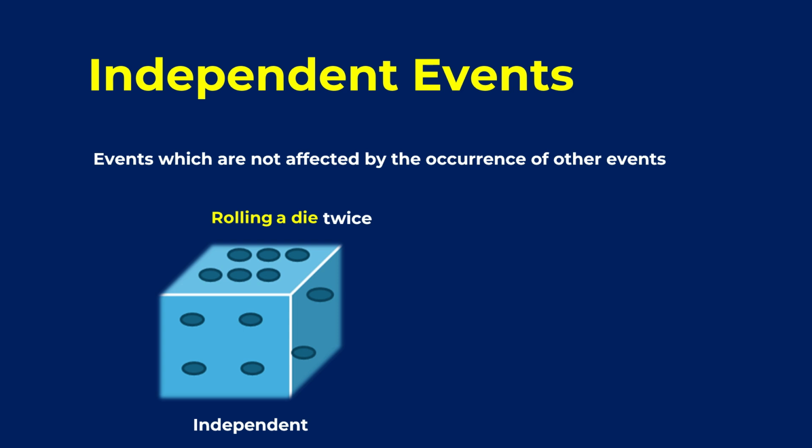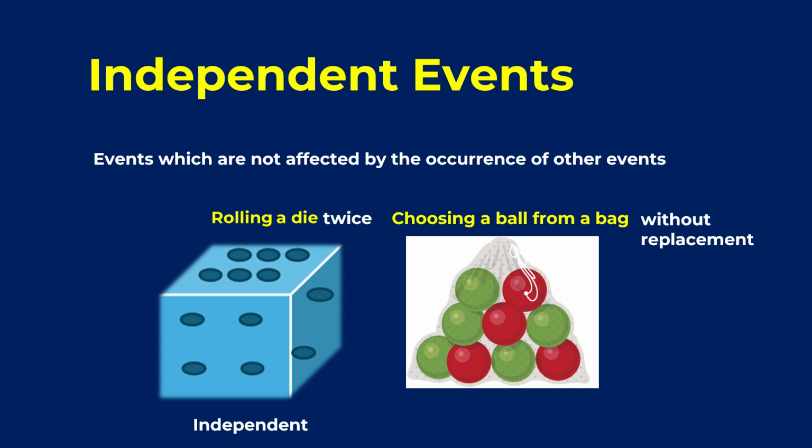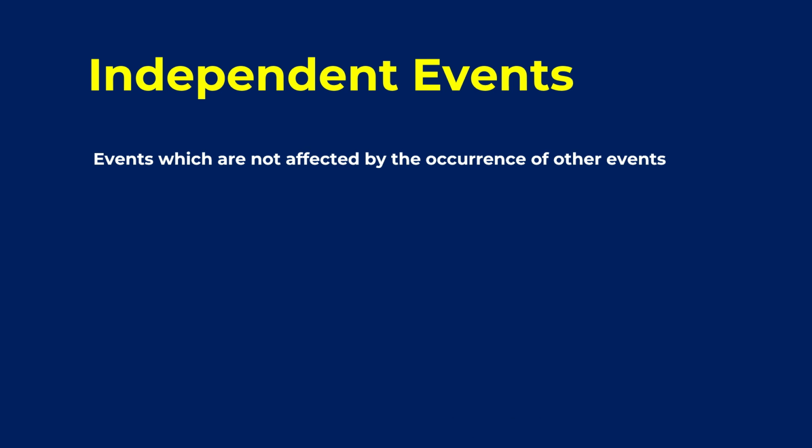On the other hand, when you choose a ball from a bag and do not replace it, you are changing the number of balls in the bag, and therefore the outcome of choosing the first ball will have an effect on the outcome of choosing the second ball. For example, if you choose a green ball the first time, the probability of choosing a green ball the second time will decrease. Therefore, these are dependent events.